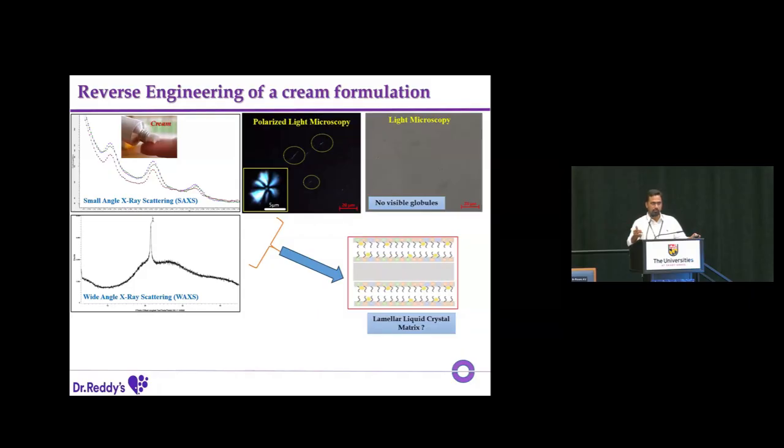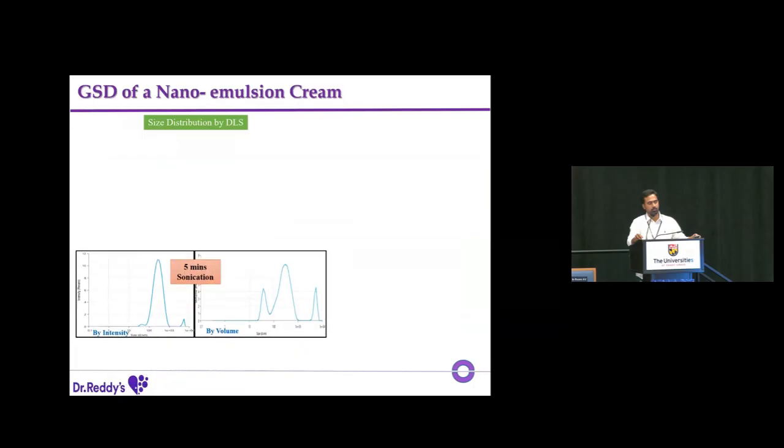From an IP perspective also, I need to define what my filing is, like a Paragraph 1, Paragraph 4, something like that. So I have to develop a method for the cream formulation. I need to show that I am not falling within that patent. So let me go through the GSD data.